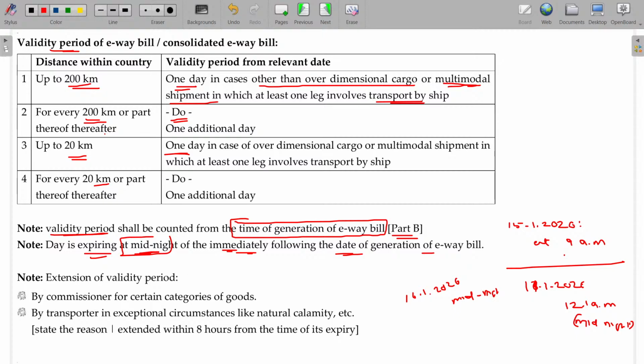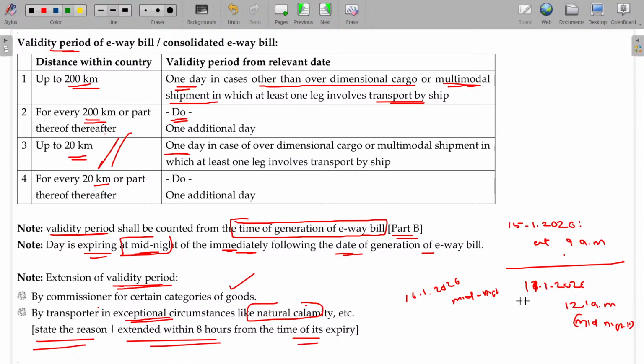Now, sir, because of some reason, a puncture happened, some breakdown happened, can I extend? Yes, of course, extension of the validity period is also available by the commissioner for certain categories of goods. Some goods may be over-dimensional, which is not possible to transport 20 kilometers a day, then you can get approval from the commissioner. The transporter, in exceptional circumstances like a natural calamity or breakdown, states the reason and extends within 8 hours from the time of its expiry.